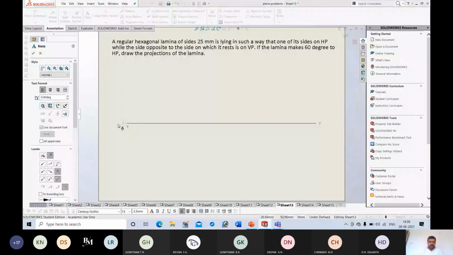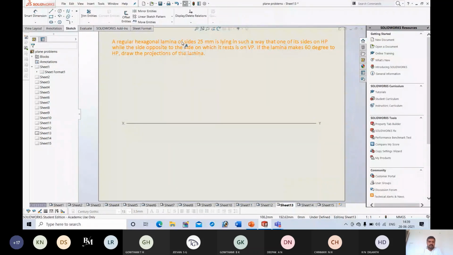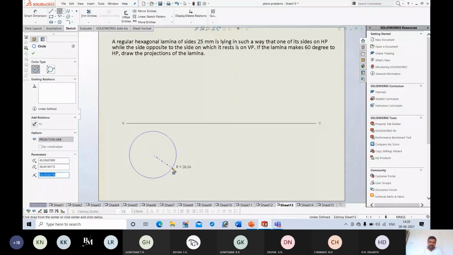Next, for a hexagon, you can use the interior angle method or the circle method. I prefer to use the circle method. You can use whichever you feel comfortable with. My suggestion is to use the circle method. Since it has sides of 25, first draw a circle having 25 mm radius.